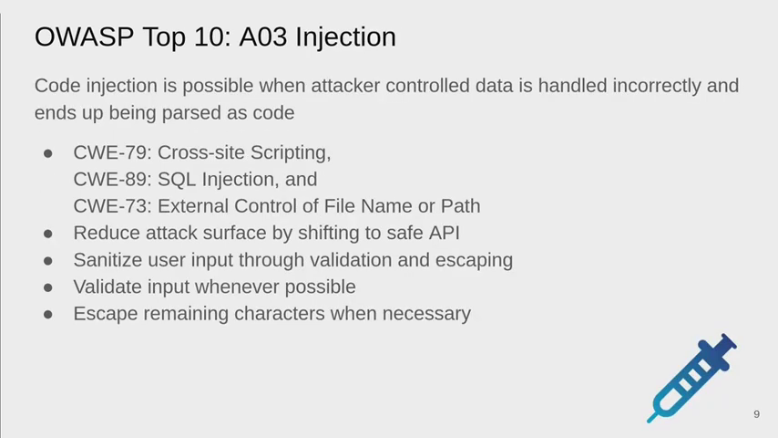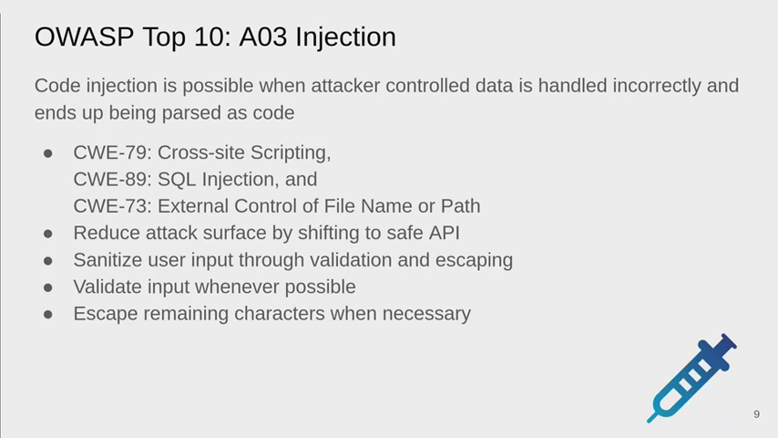The third one is injection or any form of injection. Code injection is possible when attacker-controlled data is handled incorrectly and ends up being parsed as code. So all the code injection attacks are the same. Right? The attacker submits some form of data, and the application, due to whatever bug, interprets this data as code. And we'll look at different variants of this a bit later in the class.